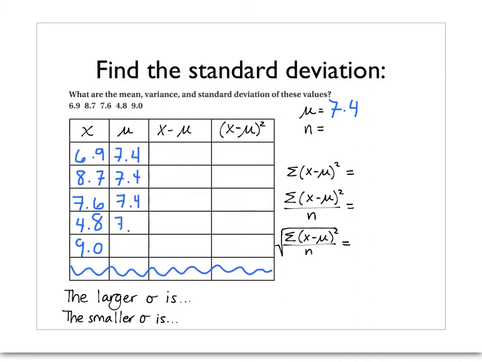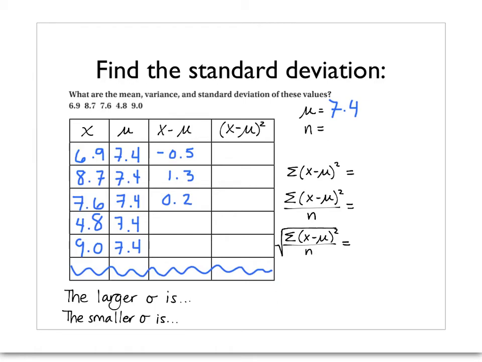And you'll notice some will be positive and some will be negative, because some of those values are below the mean and some are above. So 6.9 minus 7.4 is negative 0.5. 8.7 minus 7.4 is 1.3. 7.6 minus 7.4 is 0.2.